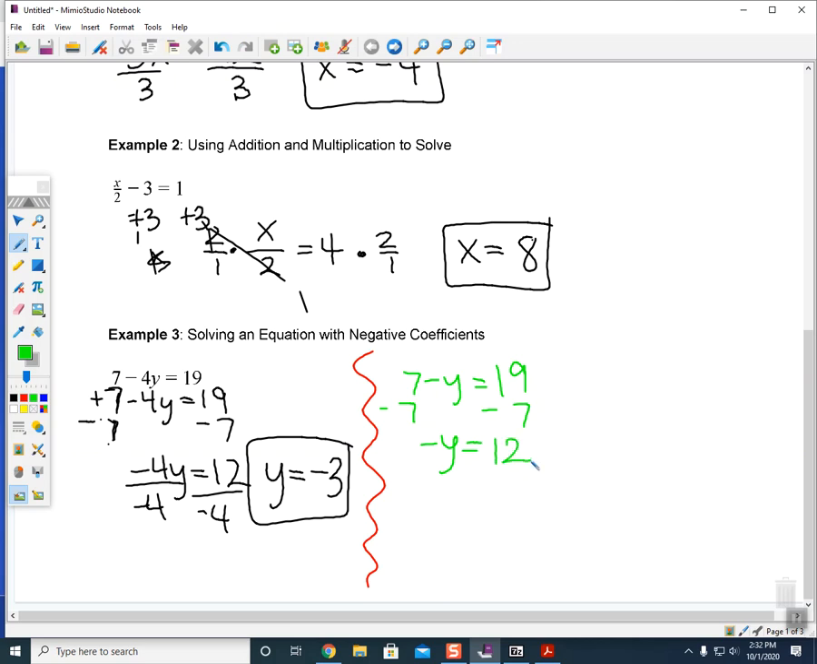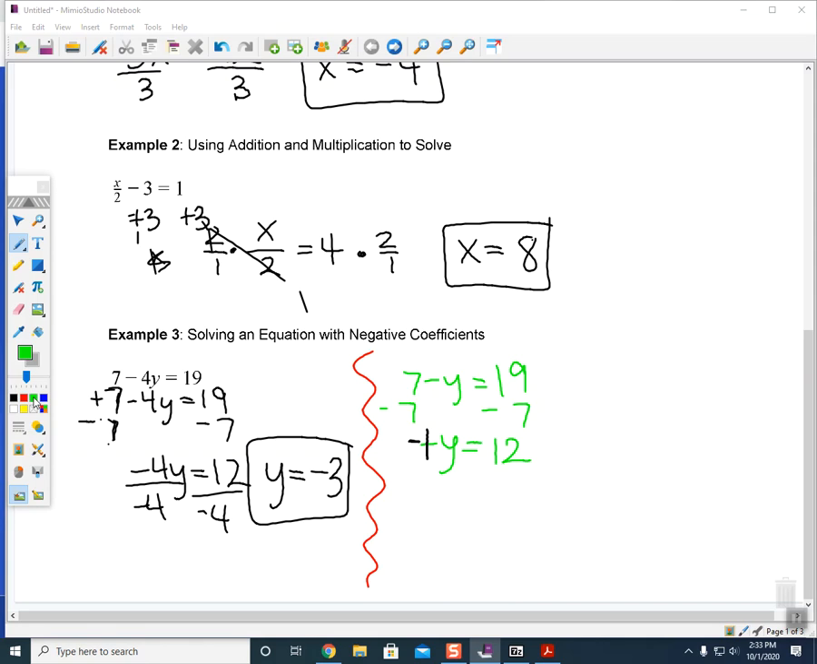Can I stop here? Negative y equals 12. The answer is no. I cannot stop here, and here's why. If I'm looking at this, I've got a negative y, but there is technically a number in front of my y. So this is kind of like saying that there's a negative 1 here. So I have a negative 1 times y equals 12.